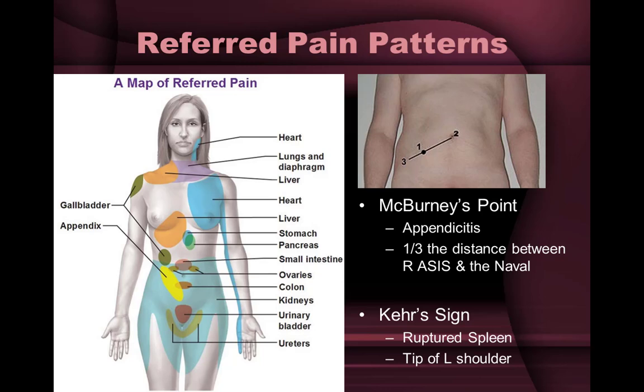McBurney's point is a painful location indicating appendicitis. It occurs one third of the distance between the right anterior superior iliac spine and the umbilicus, or belly button. Pain at the left tip of the shoulder indicates a splenic injury and is commonly referred to as Kehr's sign.